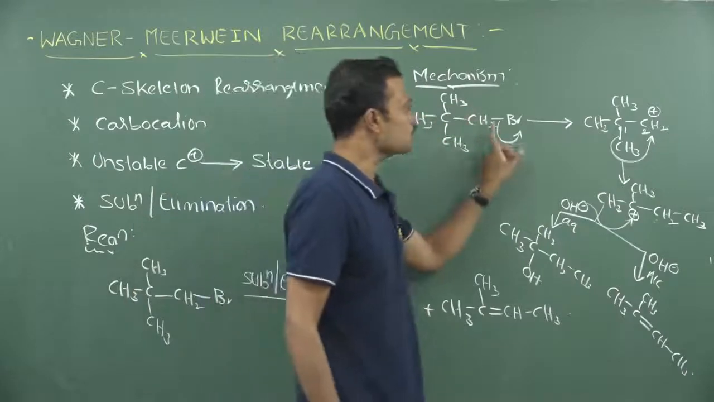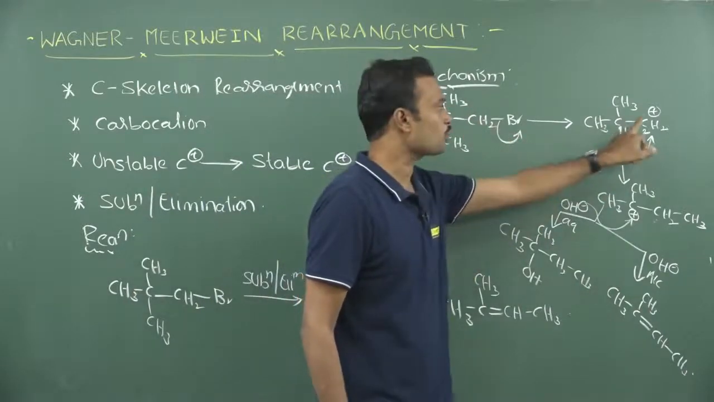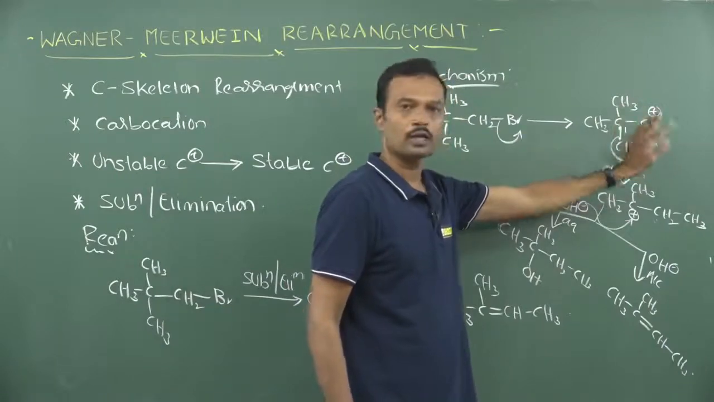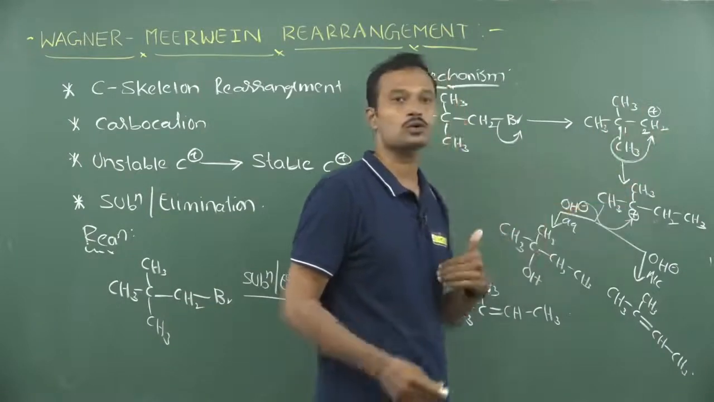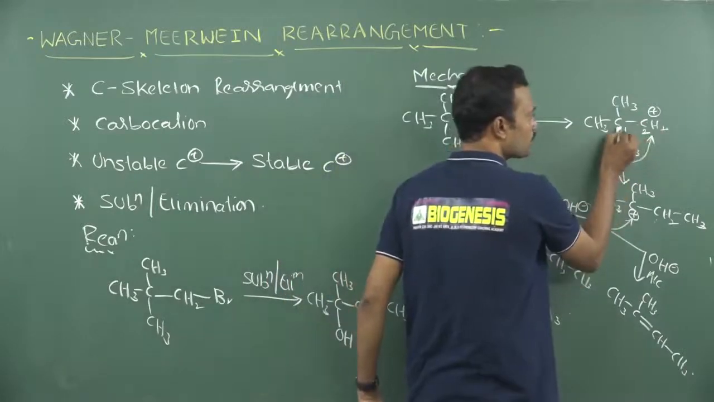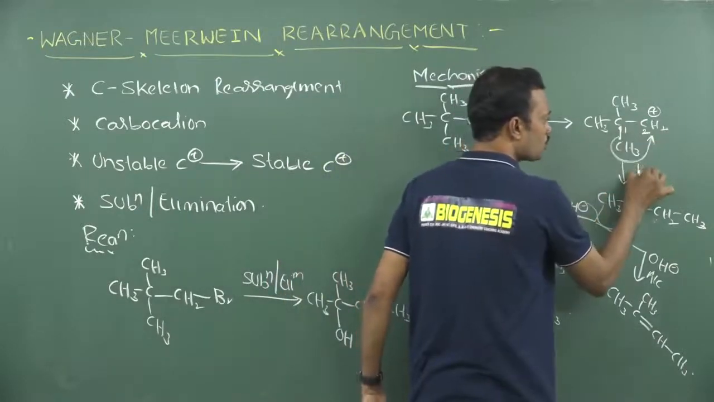So, after ionization of the carbon-halogen bond, there is a formation of a carbocation. If it is more stable, there is no need to rearrange. If there is no rearrangement, that is not a Wagner-Meerwein. See, an unstable carbocation is migrating from the adjacent carbon. So, a 1,2 shift is observed.